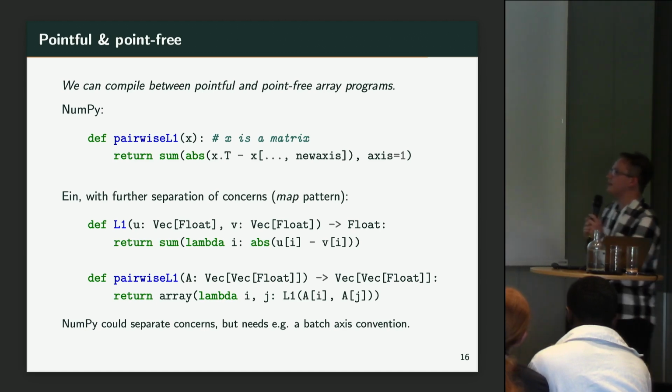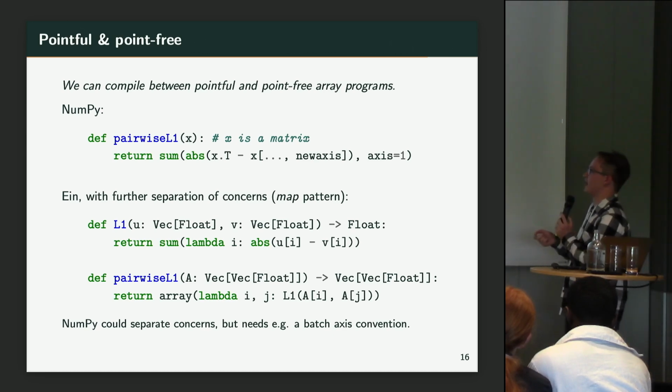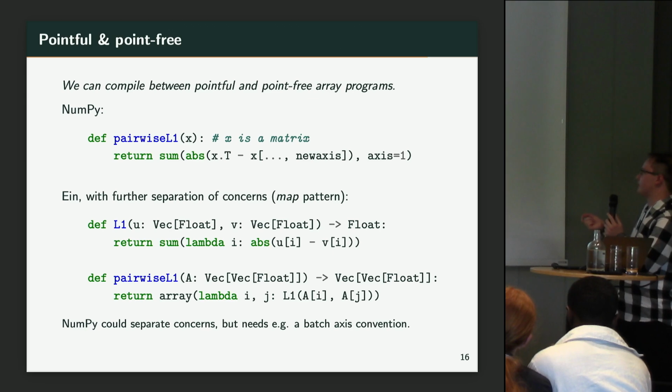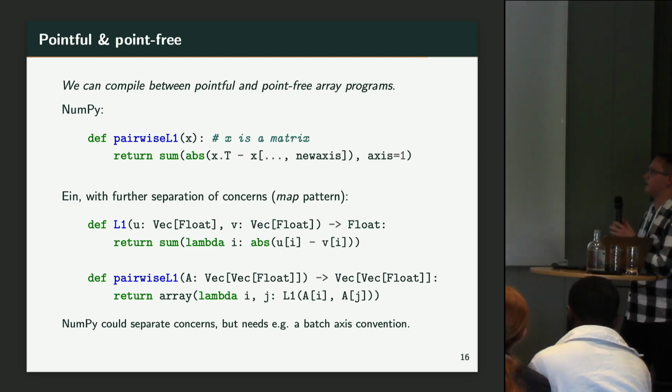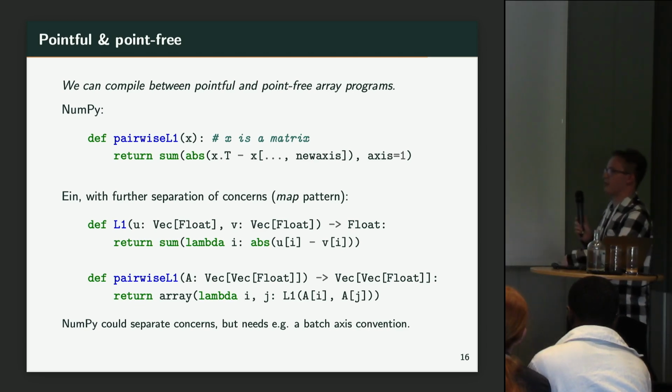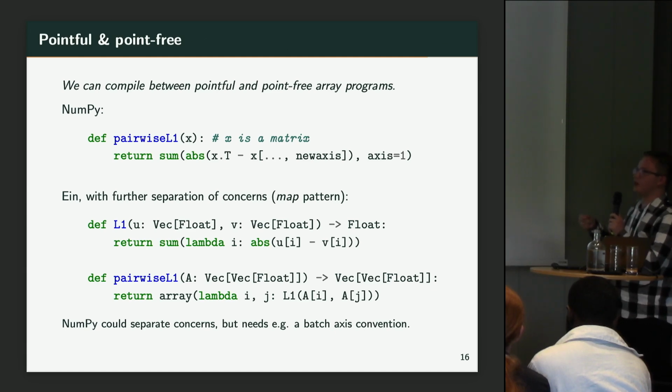The Einstein code has fun properties that allow us to program in a more functional way. I put down some type signatures to make it a bit easier to follow what it's doing, but here I separated out a function for computing the distance between two vectors. This is the L1 distance, the sum of absolute distances. And the fun thing here is that in a NumPy-like framework, this would be quite difficult to do this way, because in NumPy you have to keep track of the entire array at a time.